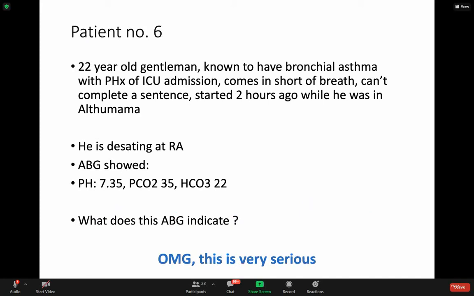Okay, a 22-year-old gentleman known to have bronchial asthma, with past history of ICU admissions, comes in short of breath, can't complete even a sentence. It started 2 hours ago. These days with the cold weather his chest got irritated and he came straight to the emergency. He's desatting. ABG showed pH 7.35, PCO2 35, bicarb 22. What do you think guys? What does this ABG indicate? Looks fine, right?